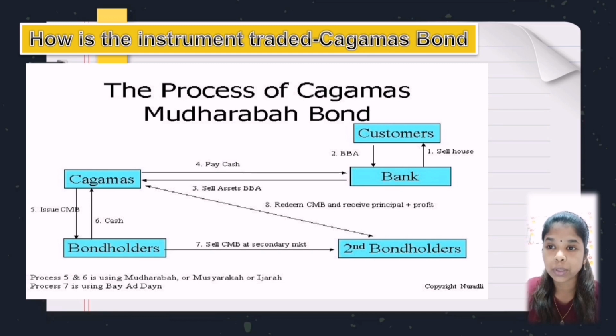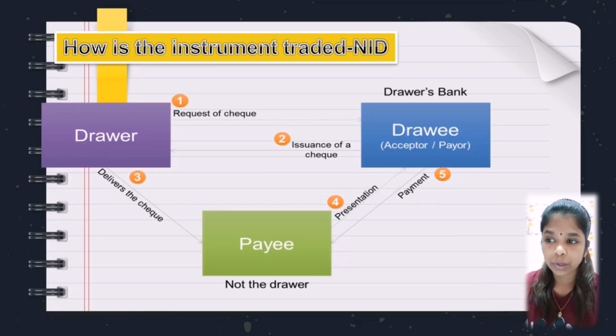And this is the process of the Cagamas Mudharabah bond. And for the negotiable instrument of deposit, in the first step, the drawer will request the check from the bank, and the bank will issue the check to the drawer. In the third step, the drawer will deliver the check to the payee, and the payee will present the check to the drawer's bank and receive payment from the bank.